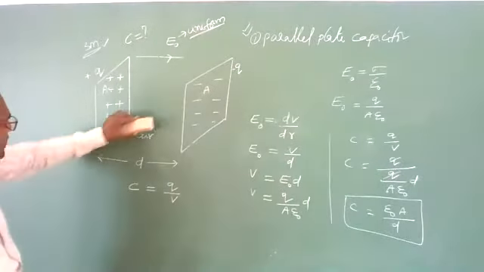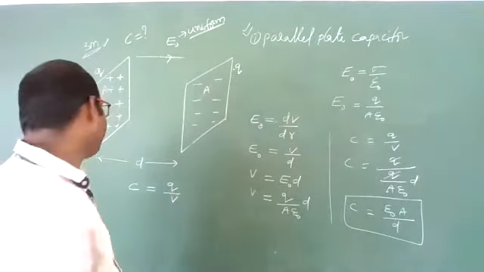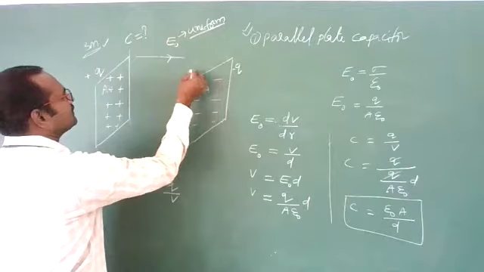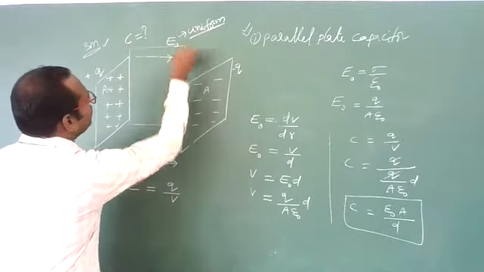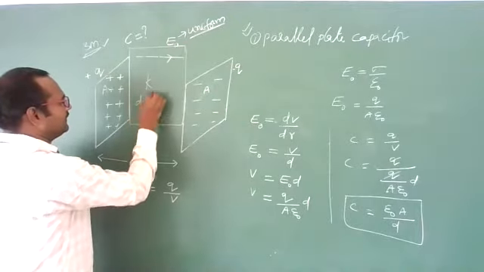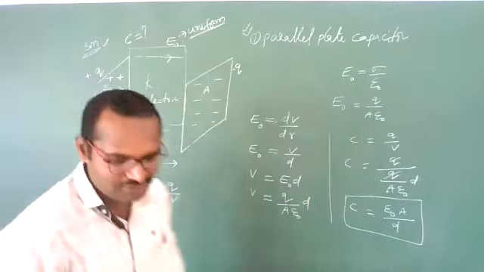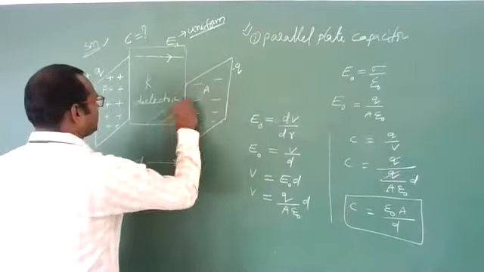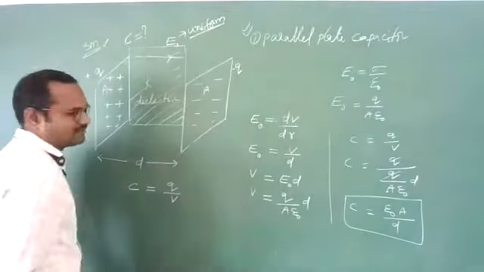Now, sir, we will not keep air between these two. We will keep one dielectric material. Then what happened? If we keep one dielectric material between these two plates, whose dielectric constant is K, this is a dielectric. It is not air now. It is some dielectric material between these two plates. Then what happened to the capacity of a capacitor? Due to this dielectric material present between these two plates, what happened to the capacity of a capacitor?